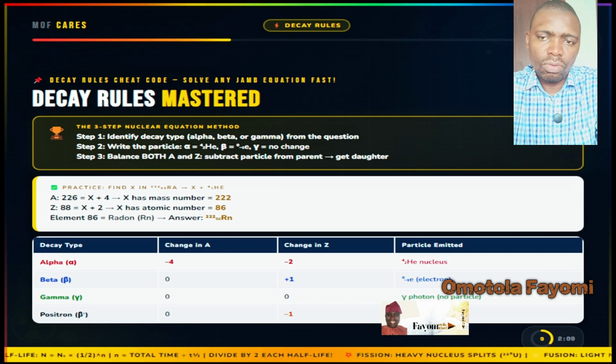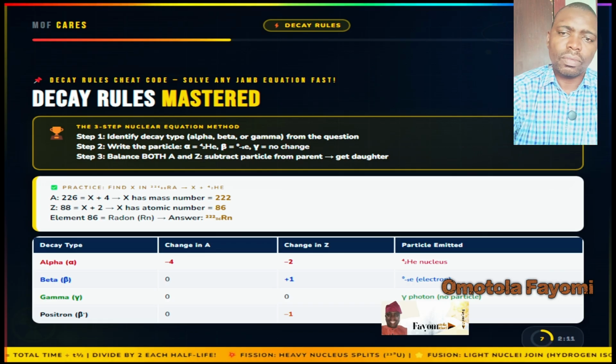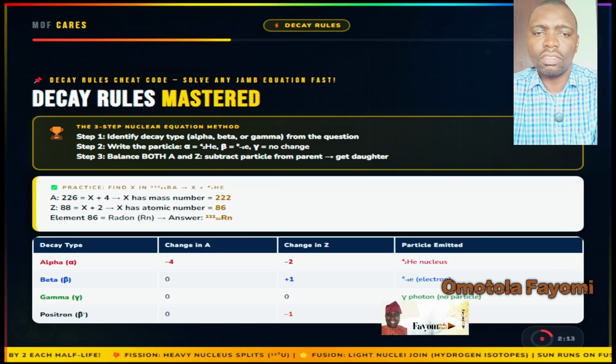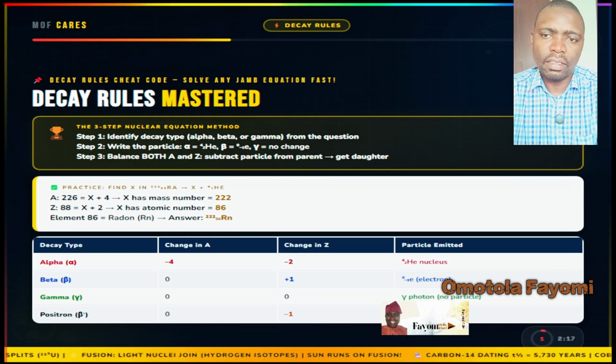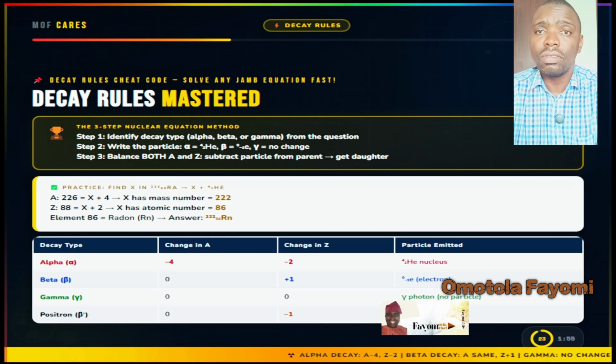So radon-222. Write the decay table in the margin of your JAMB answer sheet. The moment the exam begins, it is the first thing you write before answering a single question.